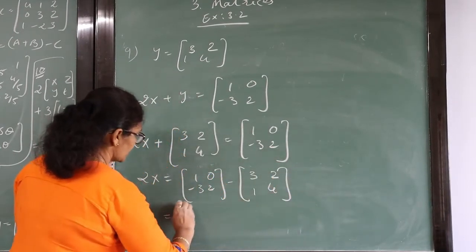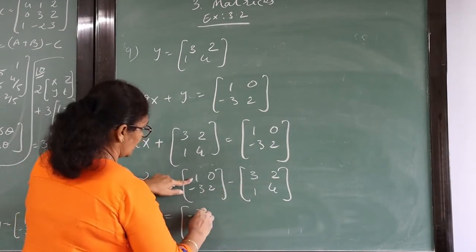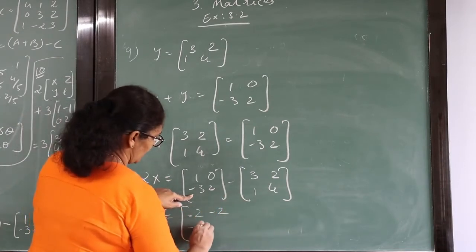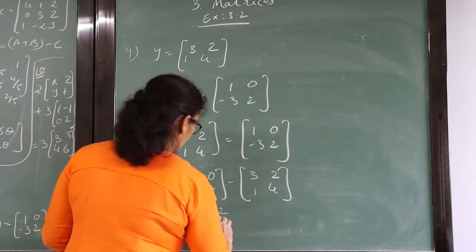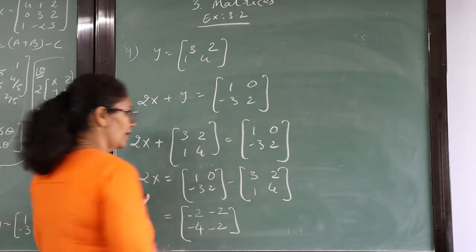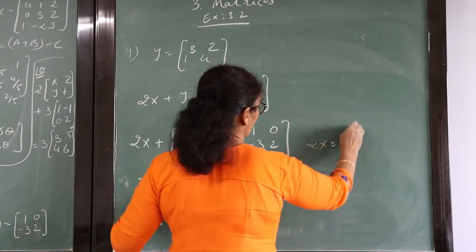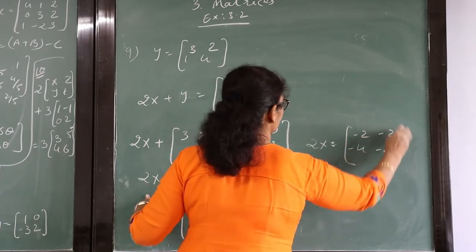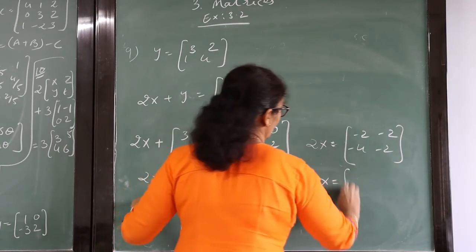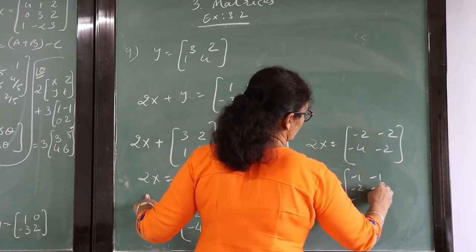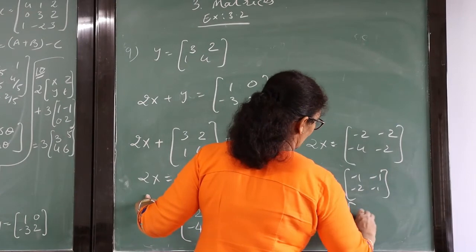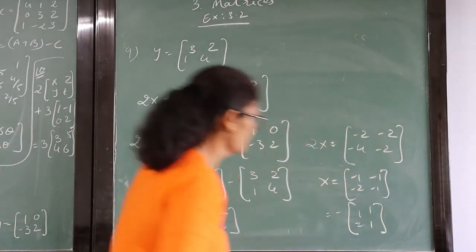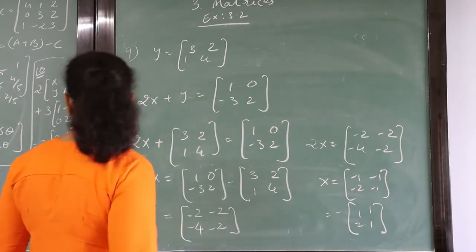Okay, let's subtract it. 1 minus 3, minus 2, 0 minus 2, again minus 2, minus 3, minus 1, minus 4, and 2 minus 4 will be minus 2. Now we are getting 2x, but you want x. So we will divide the matrix by 2. So x will be minus 1, minus 1, minus 2, minus 1. You can take the minus sign outside also. So you can write like this. So this is your matrix X, which you had to find.